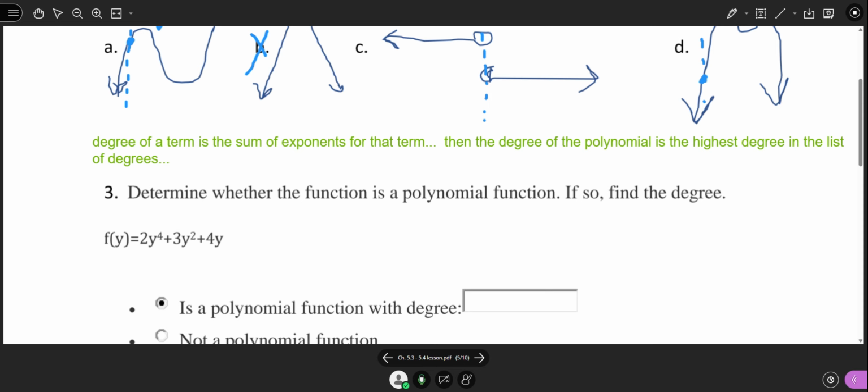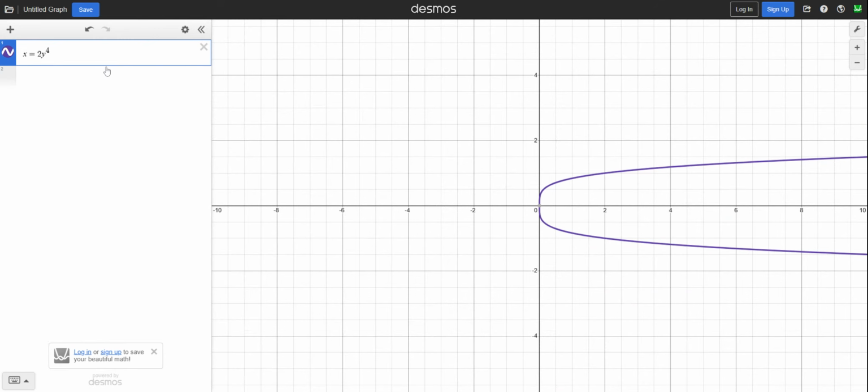So, if I say f of y, if I look at Desmos for this, 2y to the fourth. That's all I'm going to put in. 2y to the fourth power. And I'm going to say x equals. I don't need to put in the rest of it. Let me share this tab instead. There we go.